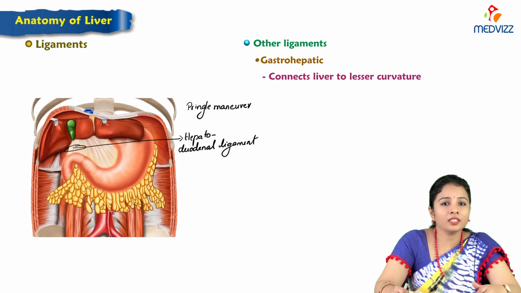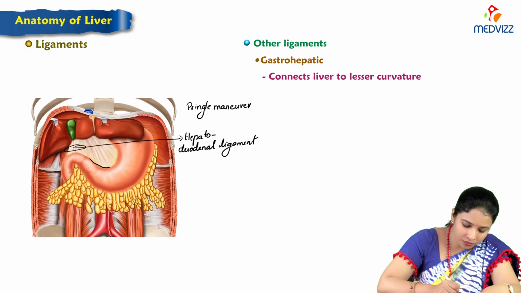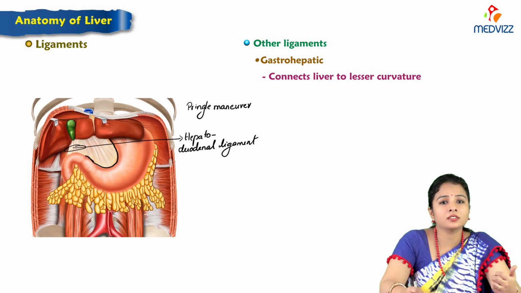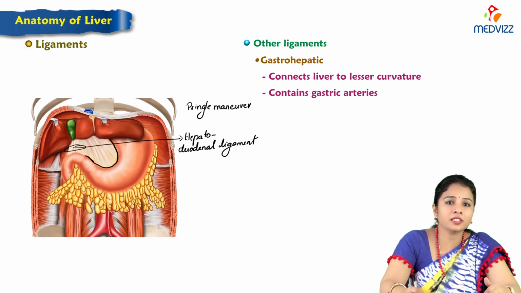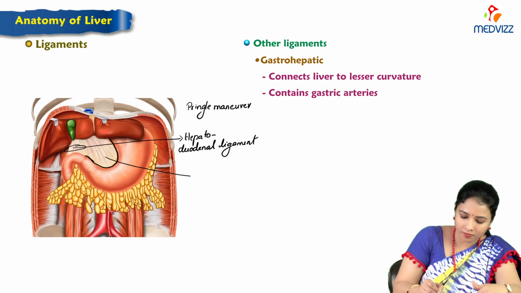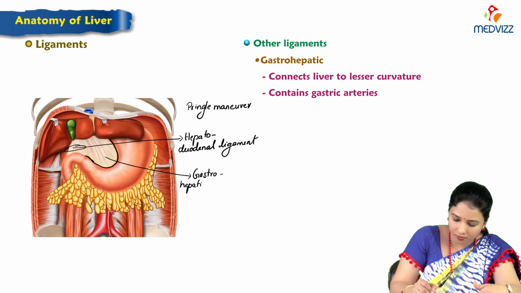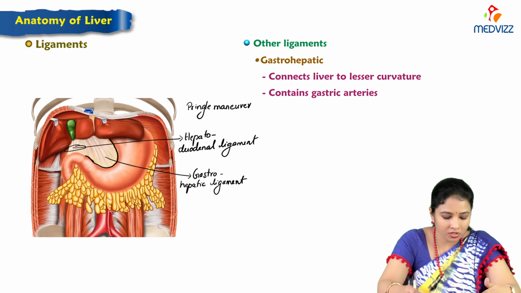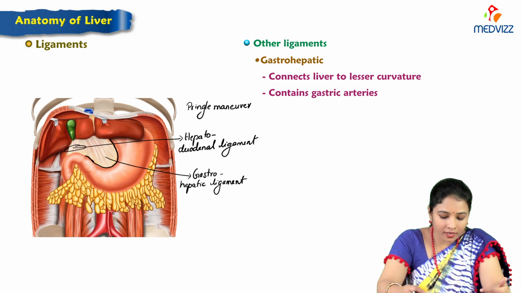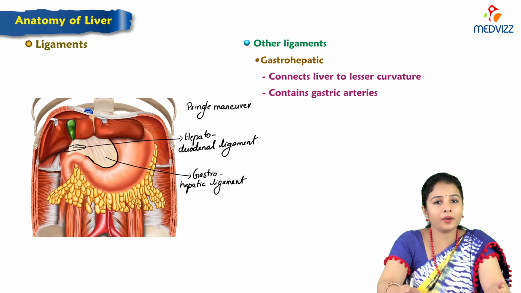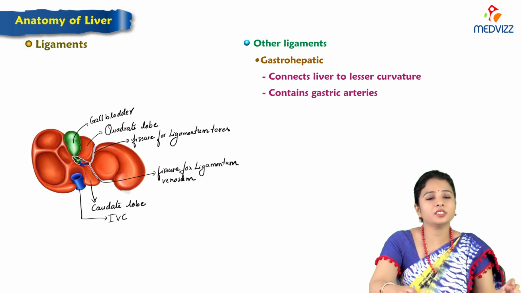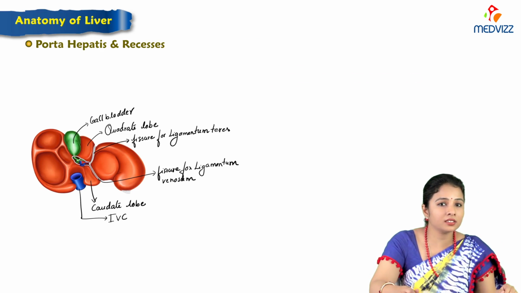Gastrohepatic ligament connects the liver to the lesser curvature of the stomach. So here is the gastrohepatic ligament, which connects the stomach to the liver, and it contains the gastric arteries. Hepatoduodenal ligament and gastrohepatic ligament together can be called as lesser omentum. So next we shall discuss about the porta hepatis and recesses of liver.